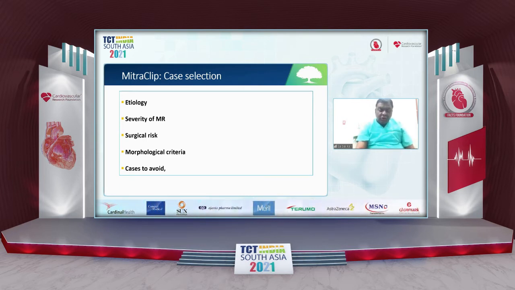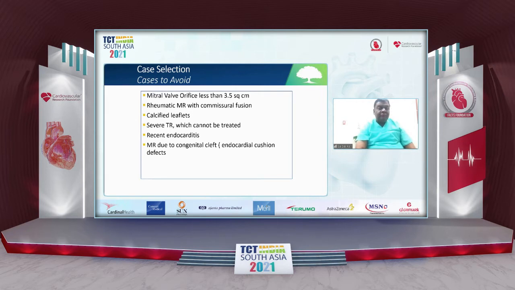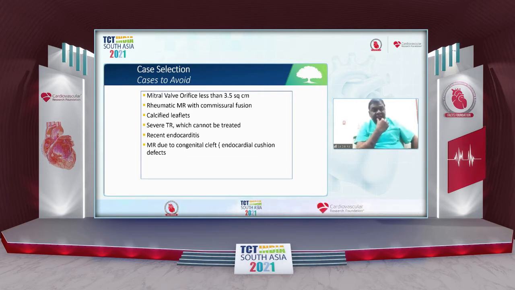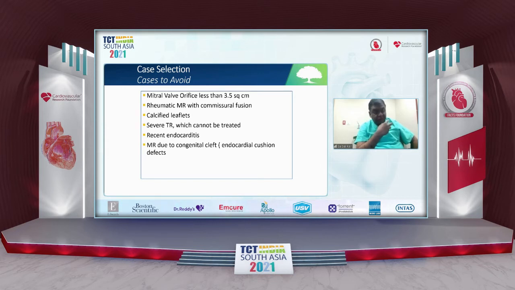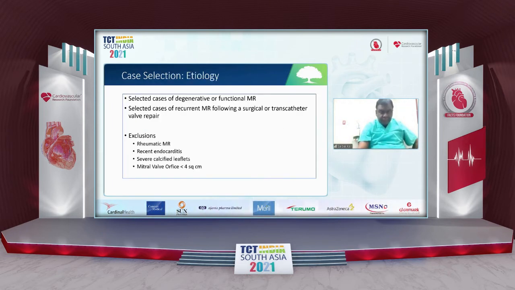And then last, my caution is, which are the cases that you should avoid? These are the ones that you should avoid: mitral valve orifice less than 3.5 centimeters, rheumatic MR with commissural fusion, if the leaflets are calcified, if you have very severe TR which cannot be treated, you may not benefit just from treating MR, recent endocarditis, and MR due to a congenital cleft. If you have MR from a congenital cleft, then this will not really work, and it's probably not indicated. Etiology, as I just told you, these are the selection.